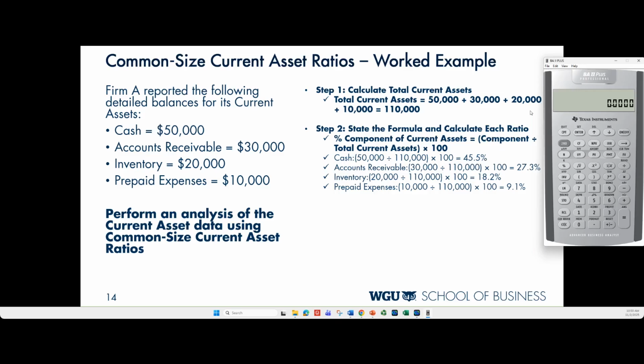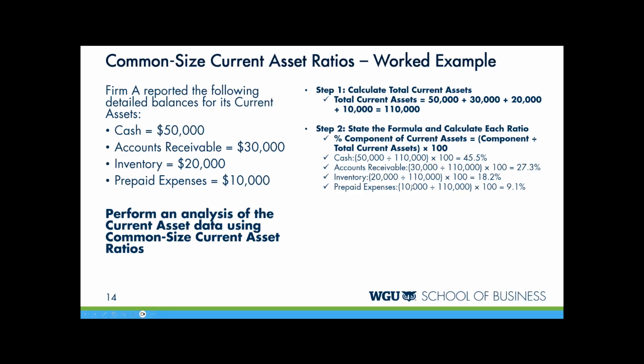So, for example, our cash has a balance of 50,000. We're going to divide that by the total current assets, which is 110,000. And that gives us 45.45. We can round that up to 45.5, which multiplied by 100 is 45.5%. And we're going to follow that process for each one of our accounts.